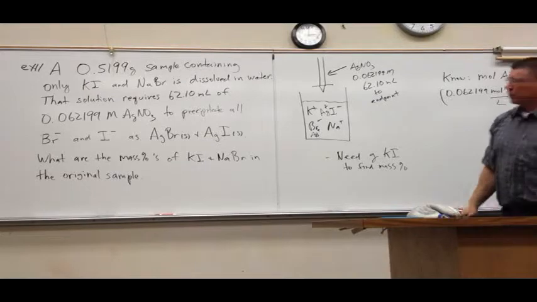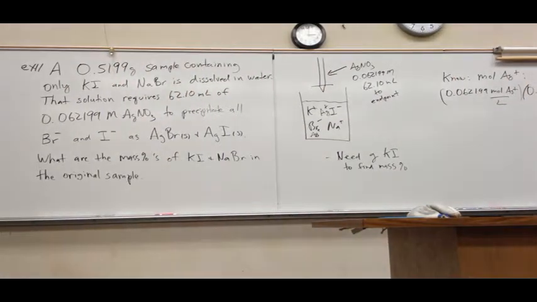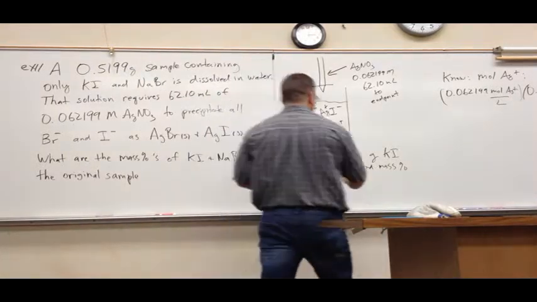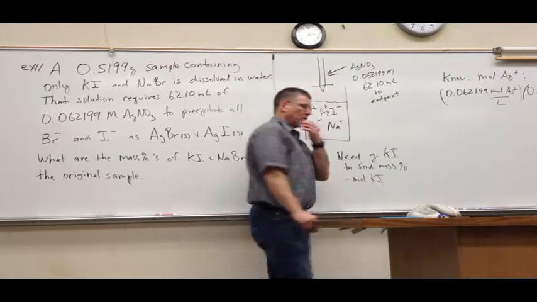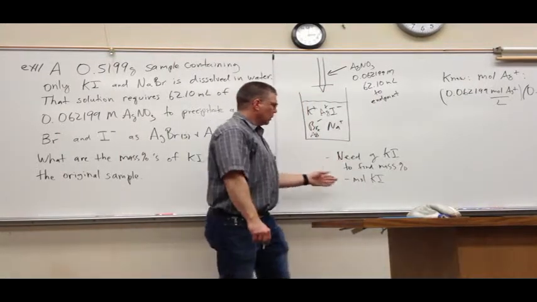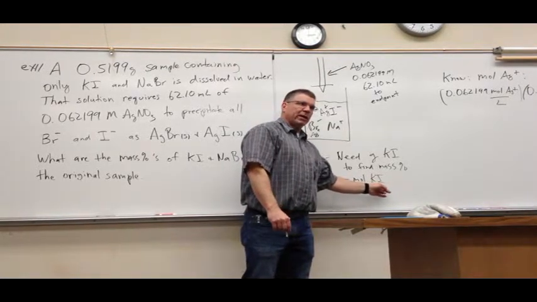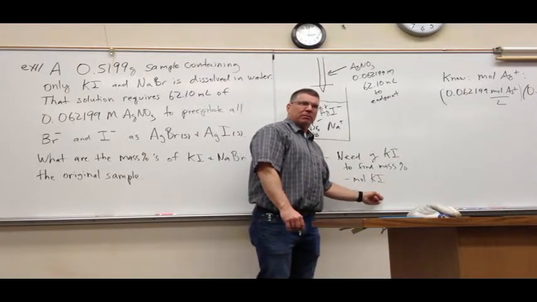Put it in my memory and come back to it. All right, so now we know how many moles of silver. We need the mass of potassium iodide. Well, we can always get the mass if we know the moles, right? So maybe all we really need is moles of potassium iodide. In potassium iodide, there's 1 mole of potassium iodide for every 1 mole of iodide, right? Really, if we have moles of iodide, then we can get that.